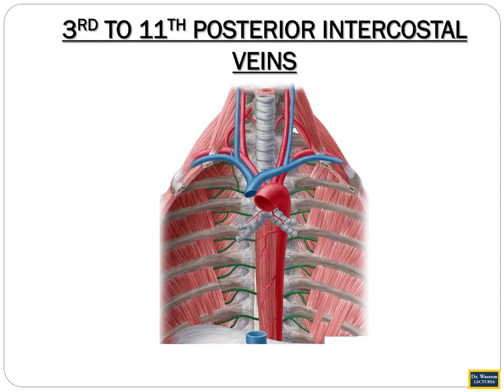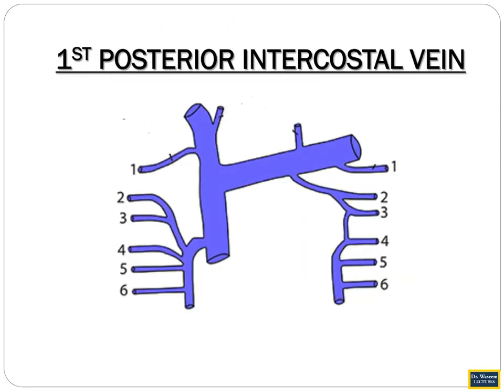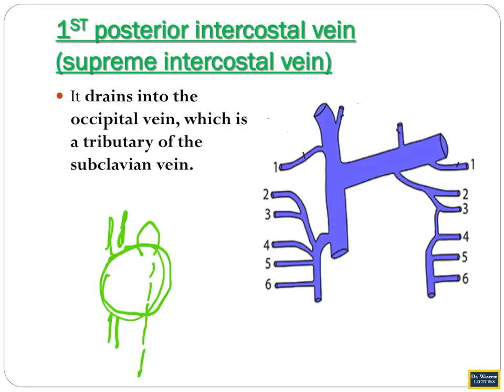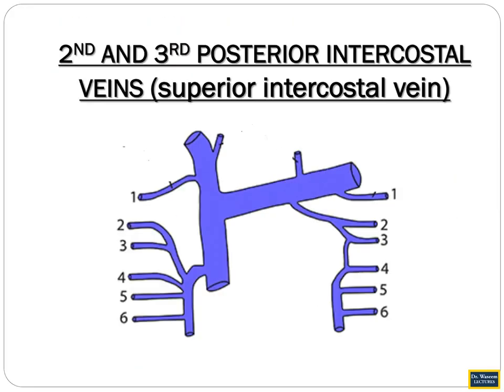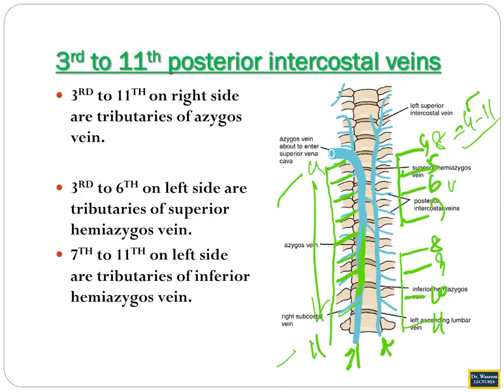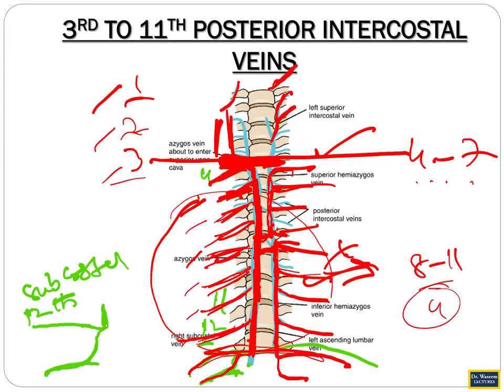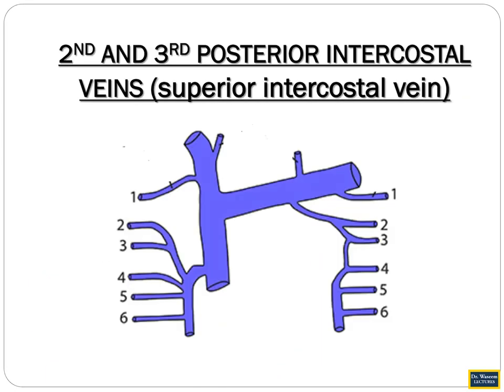But what about the 1st, 2nd and 3rd? Watch here. The first one, which I was telling you about: see here, the first posterior intercostal. On left and right, these two intercostal veins are called the supreme intercostal veins. You are watching how the supreme intercostal veins are draining here. Now you can see this is your subclavian vein, and the brachiocephalic vein. Both join together to form the superior vena cava.